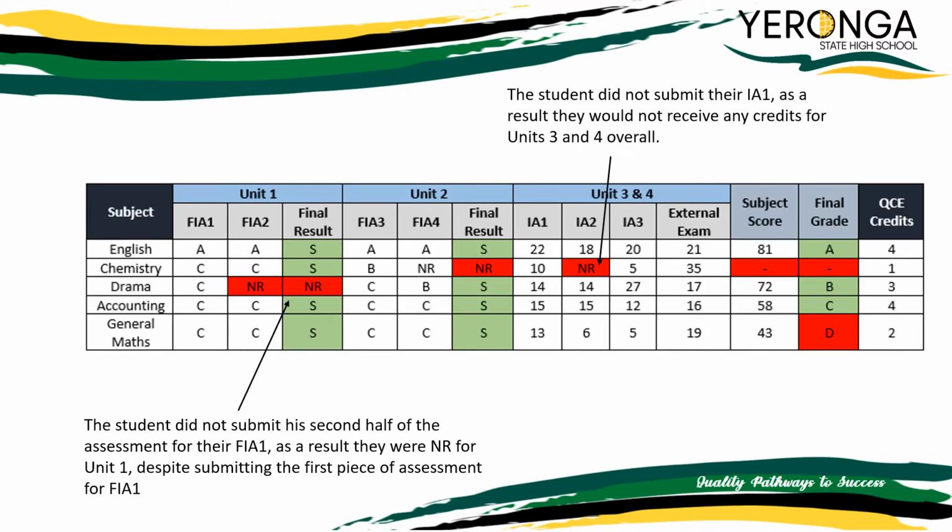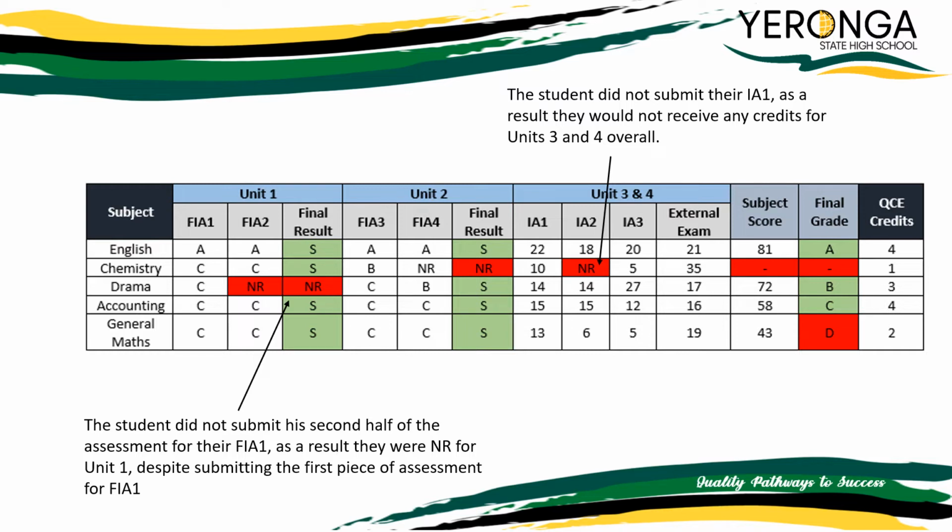So let's look at an example of a student where they became ATAR ineligible for not submitting a piece of assessment in Units 3 and 4. Here the student studied English, chemistry, drama, accounting, and general maths. Remember that ATARs are calculated on Units 3 and 4 and not Units 1 and 2.